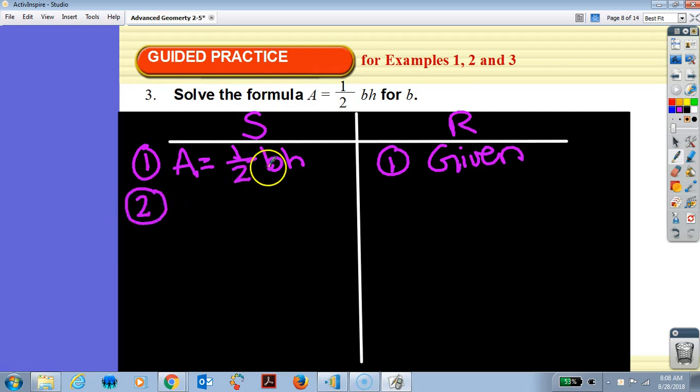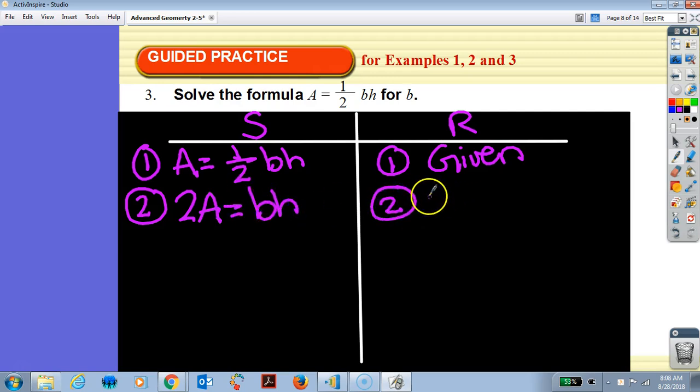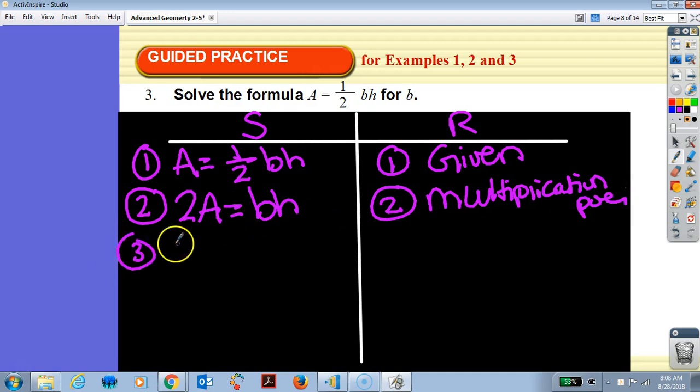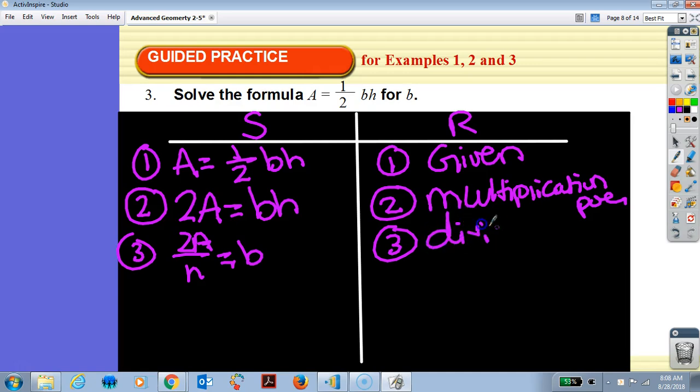We're solving for B. So multiply by 2 on both sides. 2A equals BH. Multiplication property of equality. Divide by H on both sides. 2A over H equals B. And that would be the division property of equality.